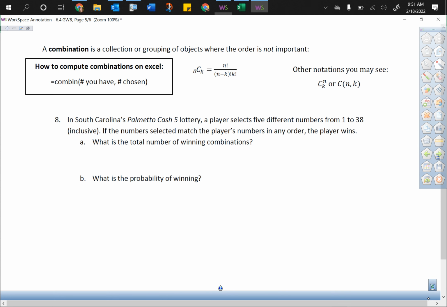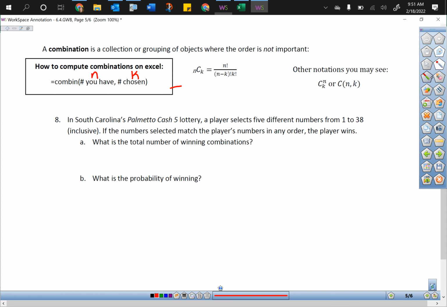Now the next thing we're going to talk about is a combination. A combination is a collection or grouping of objects where order is not important. Permutations, order is important. Combinations, order is not important. So, how to compute combinations in Excel? You're going to type in equals COMBIN, C-O-M-B-I-N, and then you're going to have the number you have, comma, the number you've chosen. Again, number you have is n, number you've chosen is k.